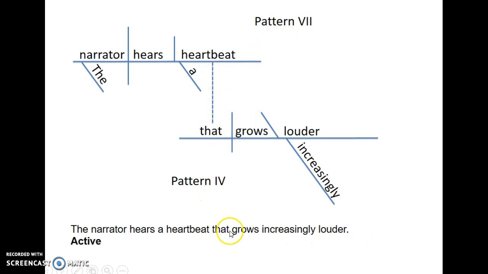That grows increasingly louder is a relative clause that's explaining heartbeat, telling us more about what's going on with that heartbeat. So we connect that noun heartbeat with a relative pronoun that's functioning as the subject in our next sentence. That, grows is an action verb. Louder is an adjective. So we have subject, linking verb, grows. Louder is our adjective, pattern 4, and then the adverb is modifying the adjective louder.